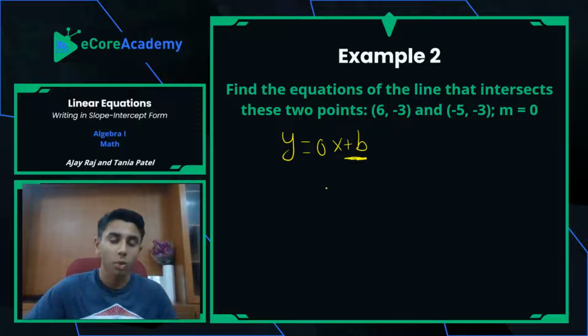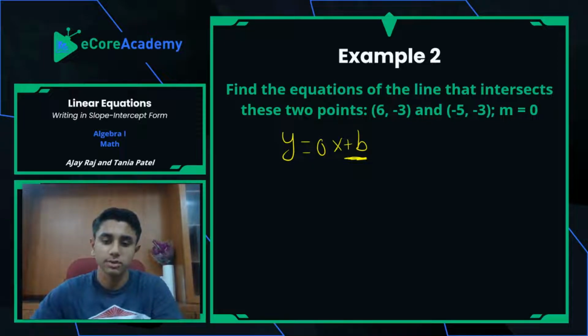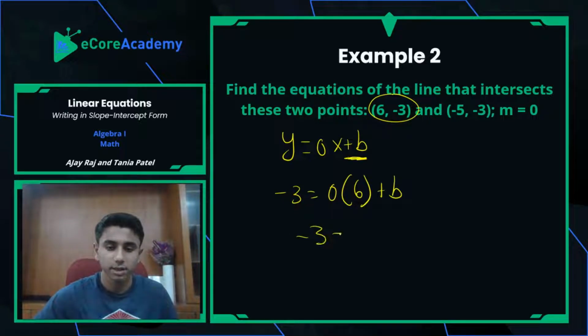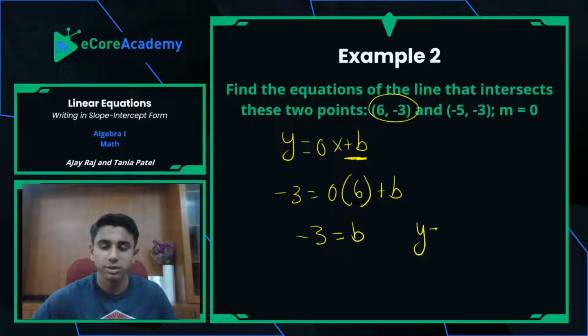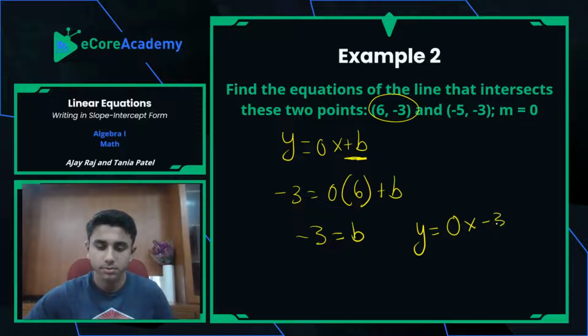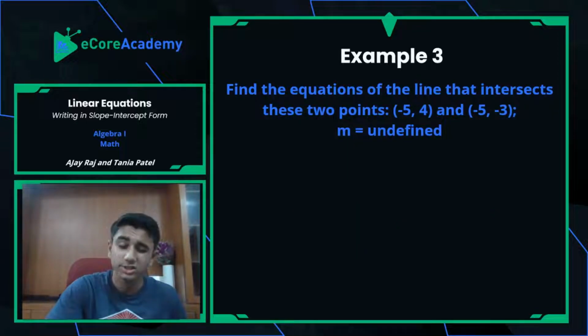So we'll start plugging in our coordinate pairs into this equation. We'll take (6, -3) as our first coordinate pair. So -3 equals 0 times 6 plus b. 0 times 6 is 0, so -3 is going to equal b. And our final equation is going to be y equals 0x plus -3, or y equals -3. That's our final equation.